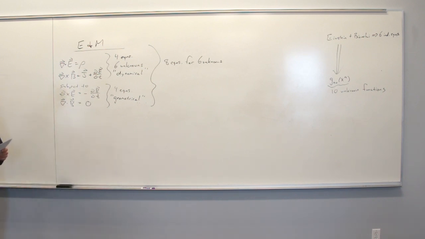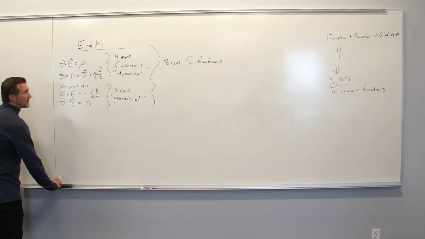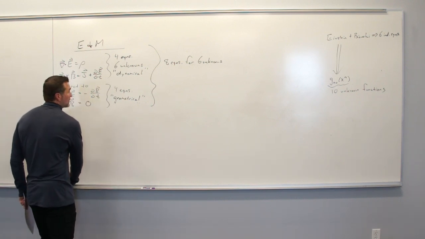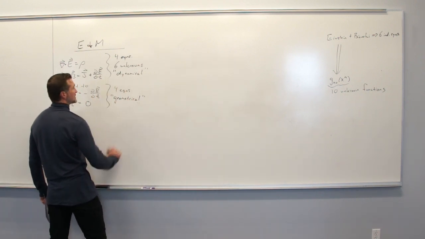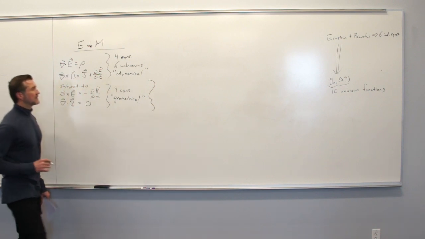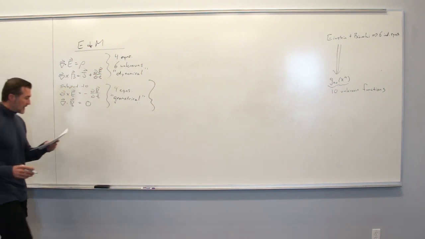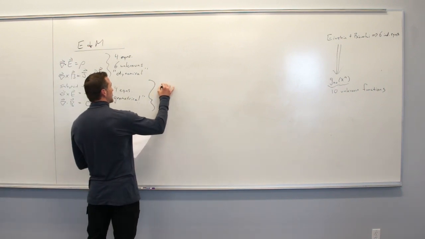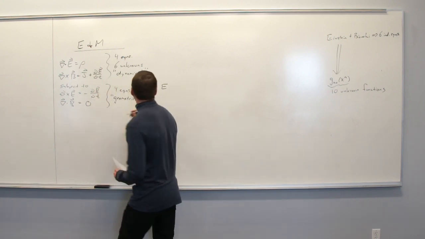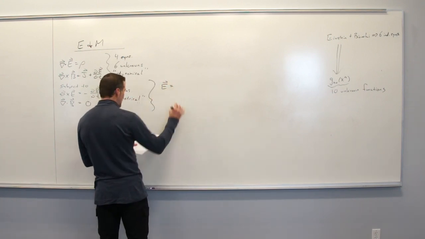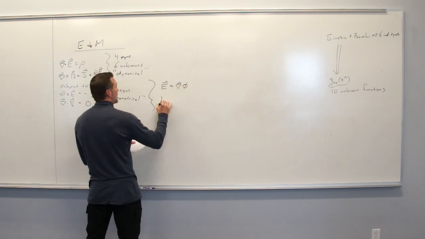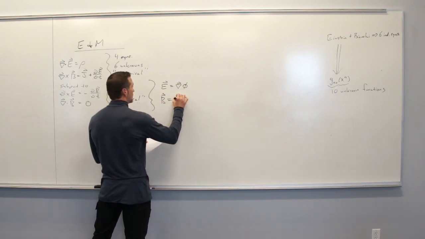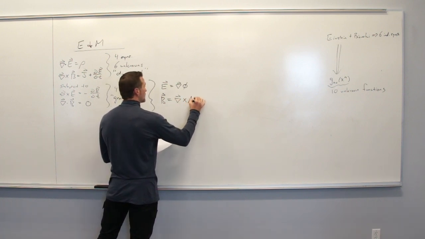But here's the way this usually gets resolved. First of all, what you do is you take these equations, the geometric conditions, and you say, actually, based on these relationships, I can create the electric field as the gradient of a scalar field, and I can create the magnetic field as the curl of a vector field.